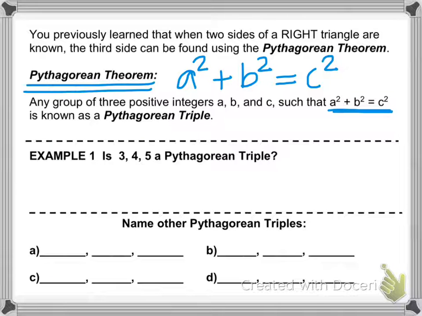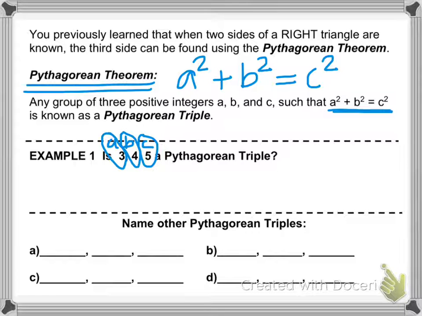So example 1 is 3, 4, 5, a Pythagorean triple. What we're going to do is first assign each number a, b, and c. Remember, c is always going to be the longest side. So in this case, side c would be 5. The 3 and the 4 would be our a and our b. Put them up here, a and b. Remember that the shorter leg is a and the longer leg is b, but if you get those two mixed up, it's no big deal. What's really important is that side c is the longest side.